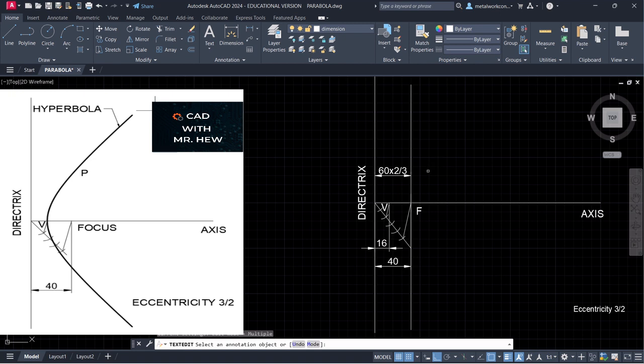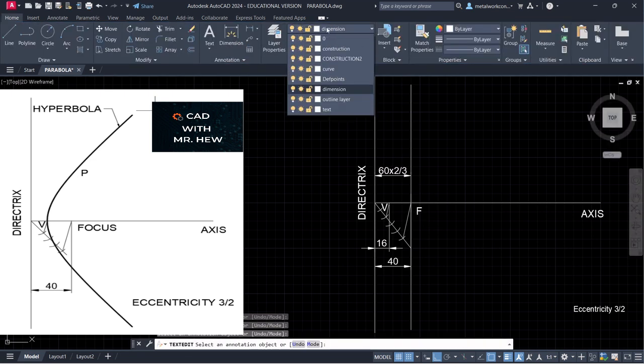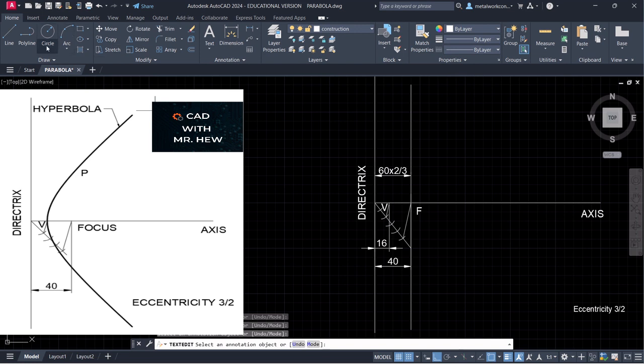The next distance that I'm going to take is the radius. We need to record the radius. So we're going to go construction layer. We're going to go arc, center, start. So the center would be at F. This distance would be 60. So the radius is 60, enter, and I mark it coming across.